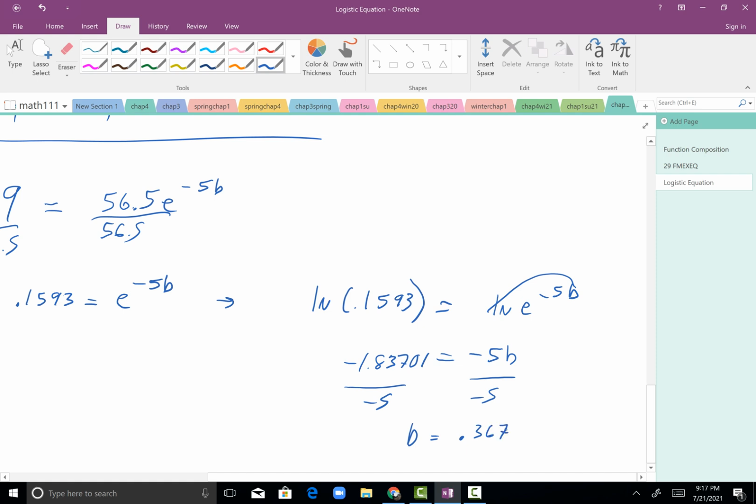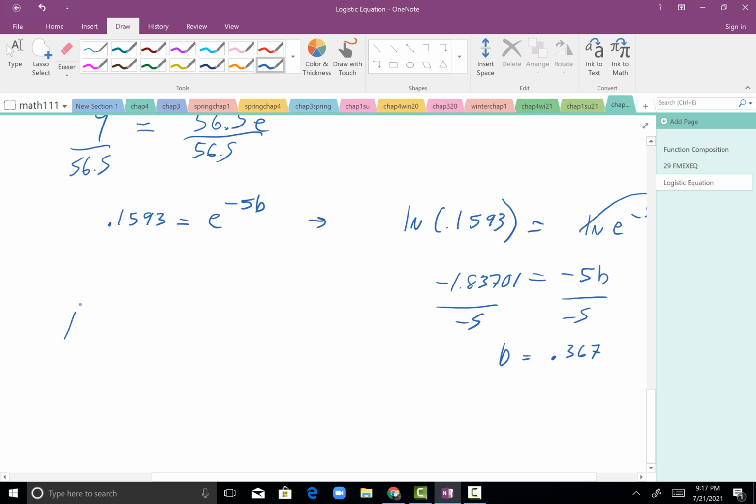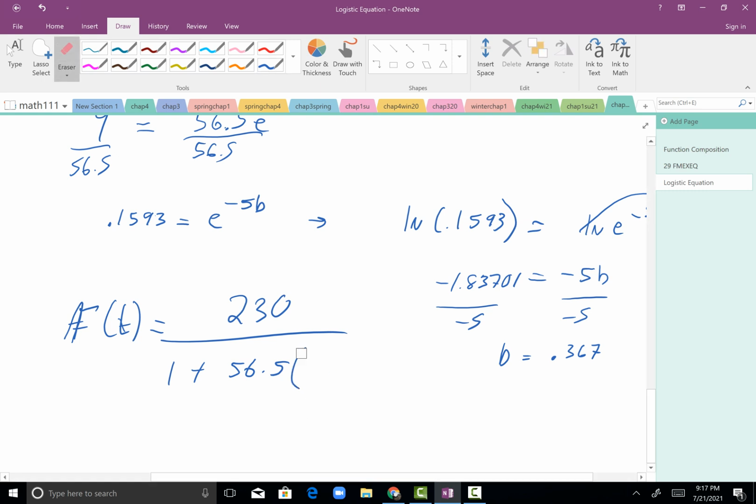There we go. So now once I know what b is, I can do anything I want because I've got my equation here. I can find the number of fruit flies at any time. I can graph it if I want to look at it. There it is. That's basically what you're going to do on the project.